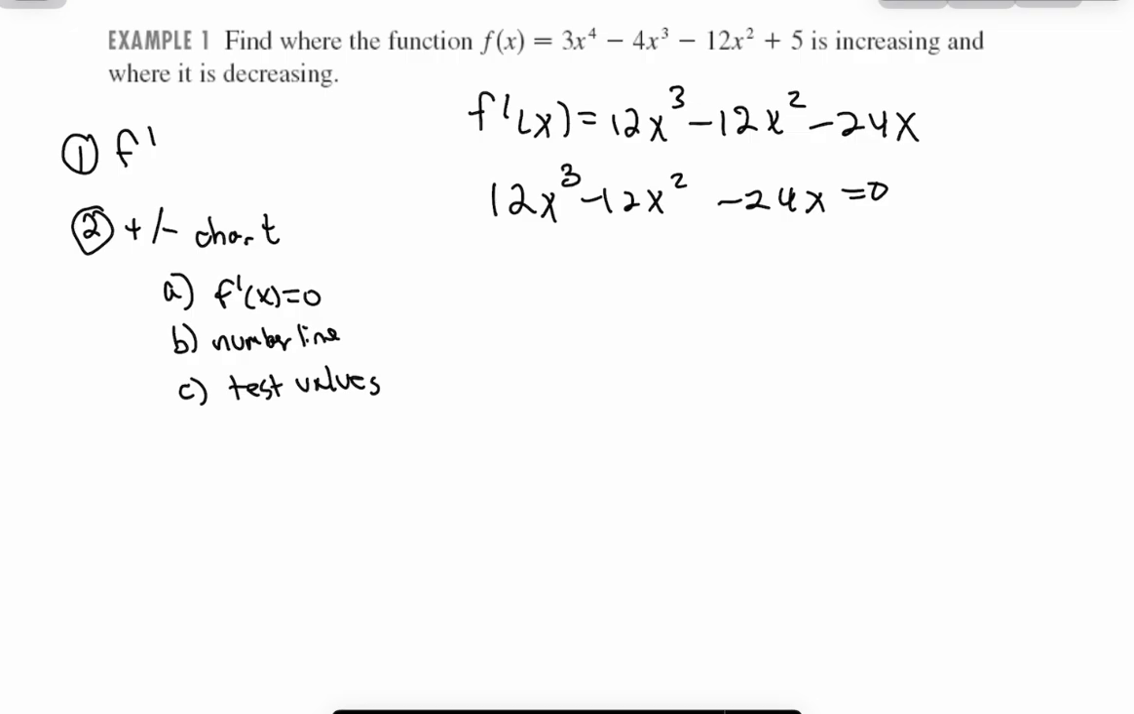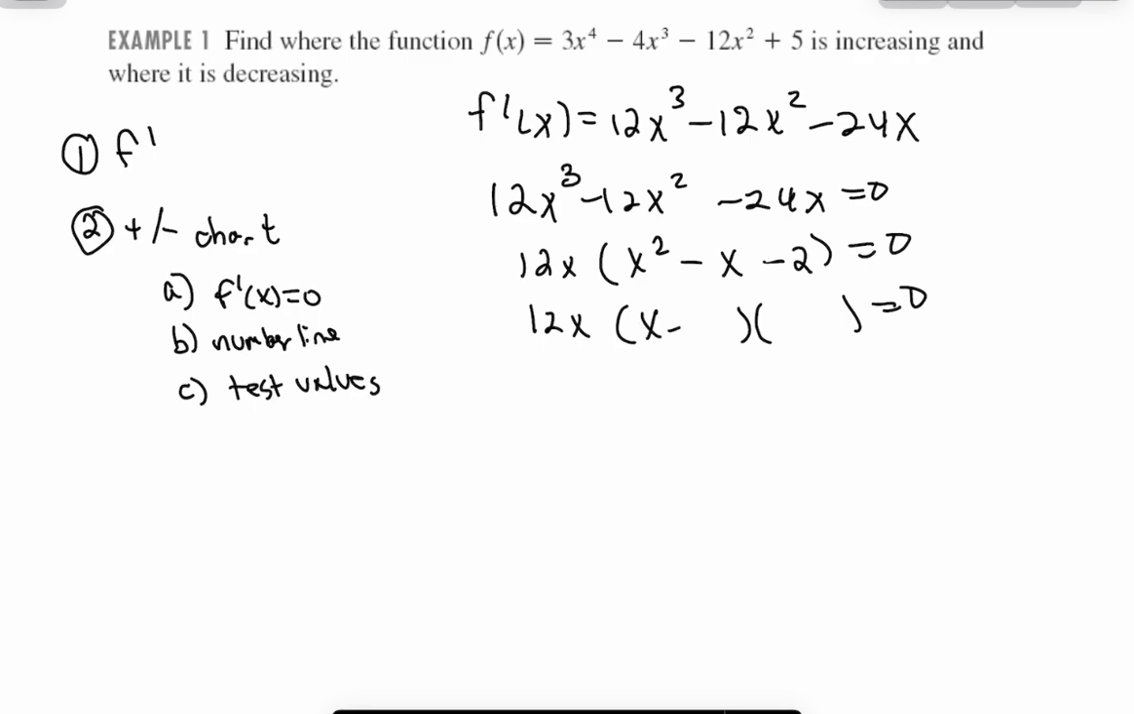You may notice that all of our coefficients are divisible by 12, and we do have one x in common to all of those. So if there is a greatest common factor that can be removed, that's an effective way to get started. If I remove a 12x from all of the terms, I get x squared minus x minus 2. And if this part is not factorable, you must use the quadratic formula. Let me say that again. If this isn't factorable, you're not done with it. You must break it apart using the quadratic formula. But luckily for us, it's factorable. This is x minus 2 and x plus 1.